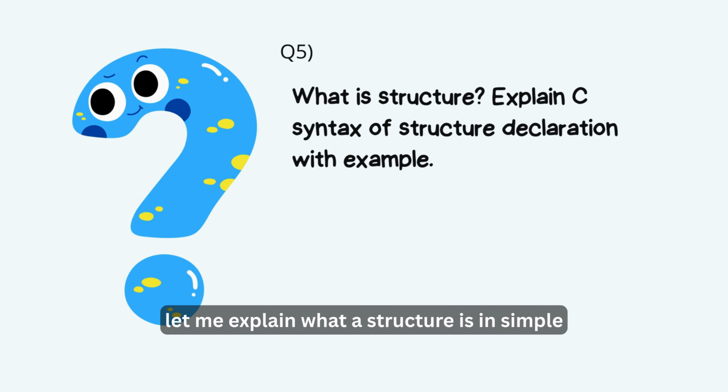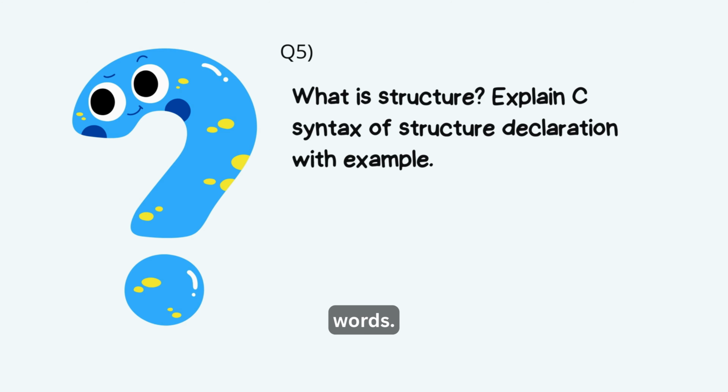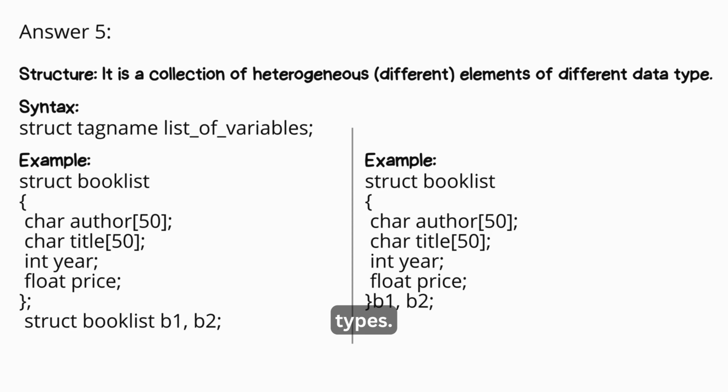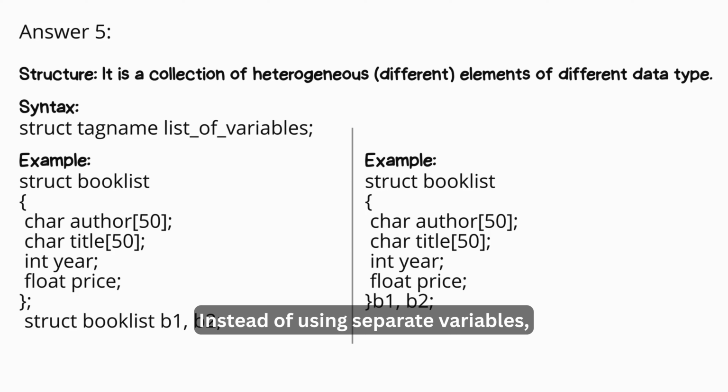First, let me explain what a structure is in simple words. A structure in C is a user-defined data type that allows us to store different types of data together under a single name. For example, if I want to store details of a book like title, author, year, and price, all these values are of different data types. Instead of using separate variables, we group them together using the structure.